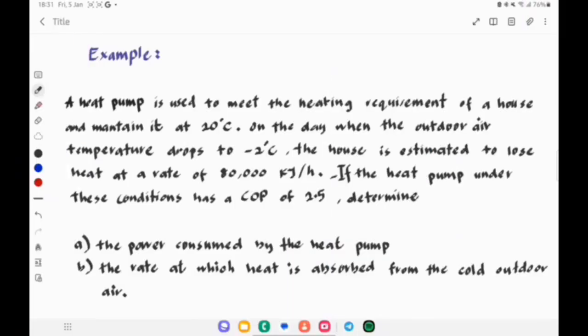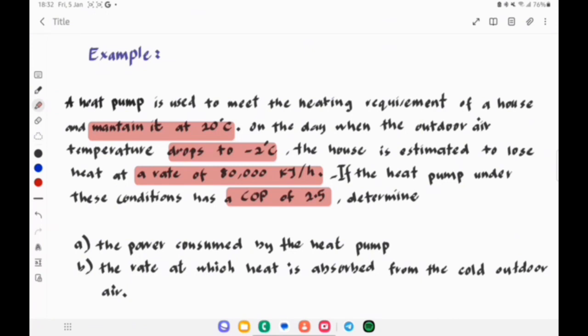A heat pump is used to meet the heating requirement of a house and maintain it at 20 degrees Celsius. On the day when the outdoor air temperature drops to -2 degrees, the house is estimated to lose heat at a rate of 80,000 kJ per hour. If the heat pump under this condition has a COP of 2.5, determine A, the power consumed by the heat pump, and B, the rate at which heat is absorbed from the cold outdoor air.